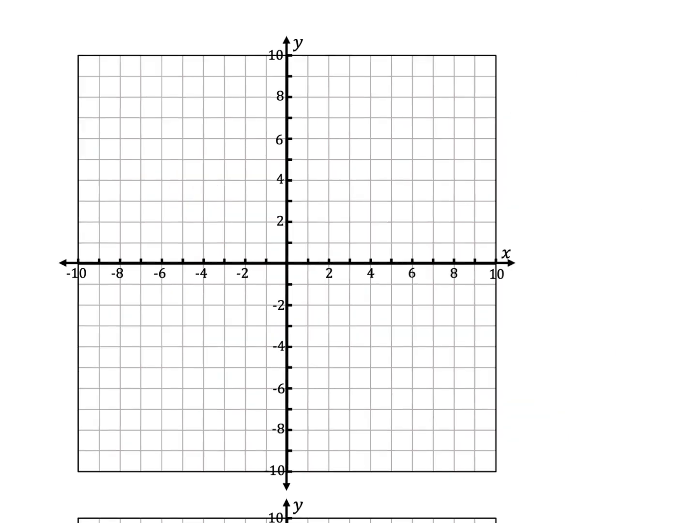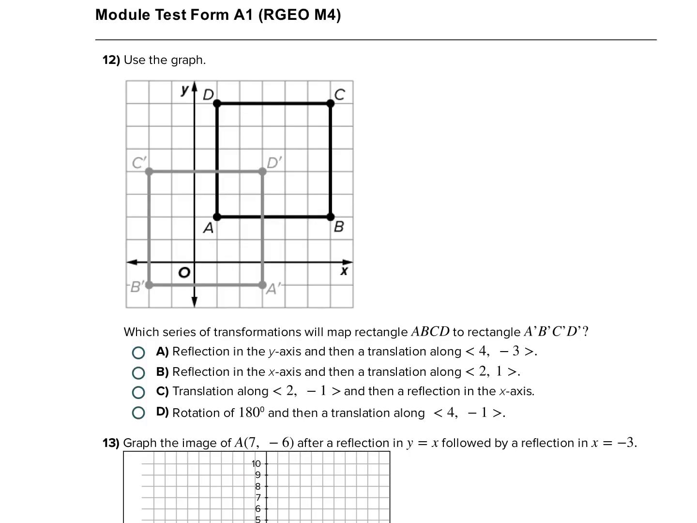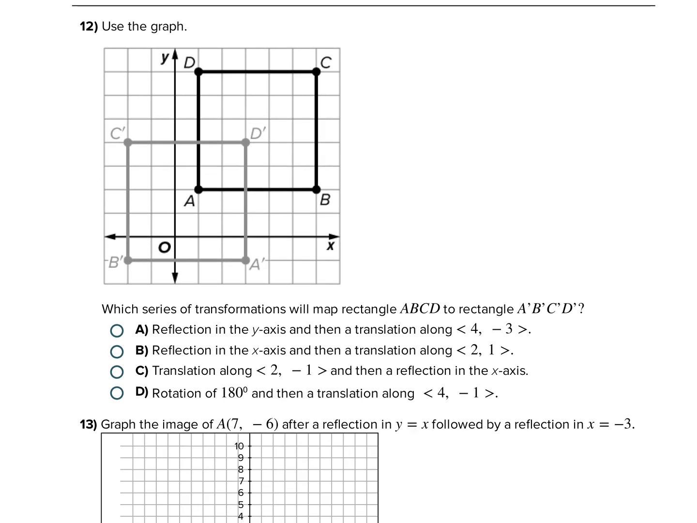Okay. Next question. Here we have a series of transformations that will map rectangle ABCD to A prime, B prime, C prime, D prime. So that means we're starting at the darkened rectangle and we're going to the lighter gray one. So the best way to do this is process of elimination. Go through each choice and see if it works.